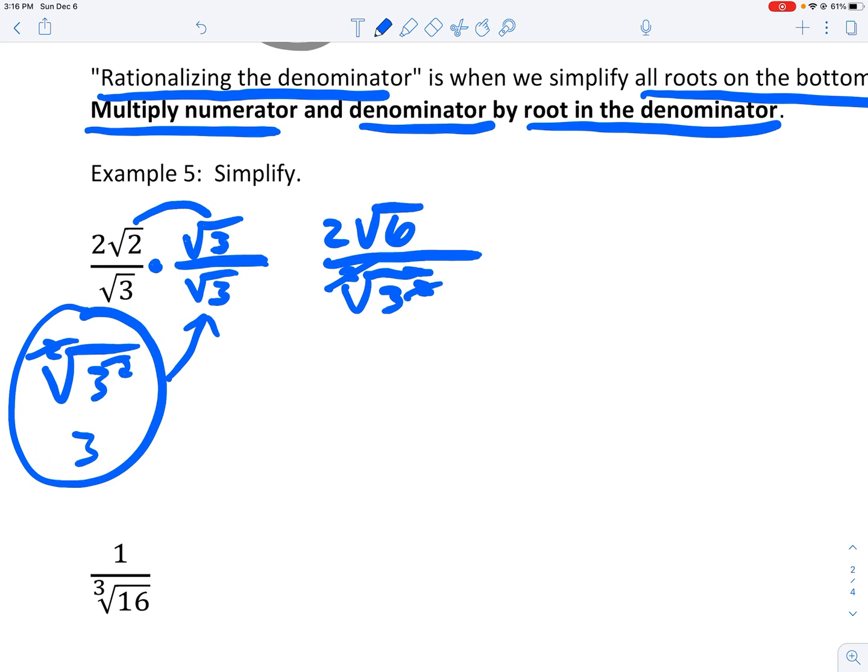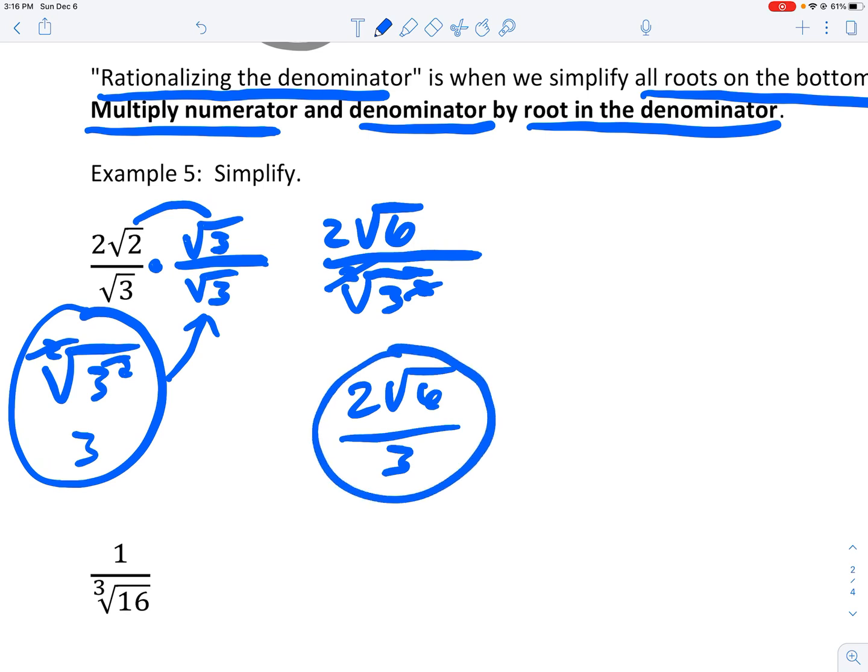So now they reduce. So this becomes 2 root 6 over 3. And that would be your answer. Root 6 cannot be divided by 3. Root 6 is a decimal. So if you divide it by 3, it's a decimal. You can't say it's going to be 2 root 2. It doesn't work that way.